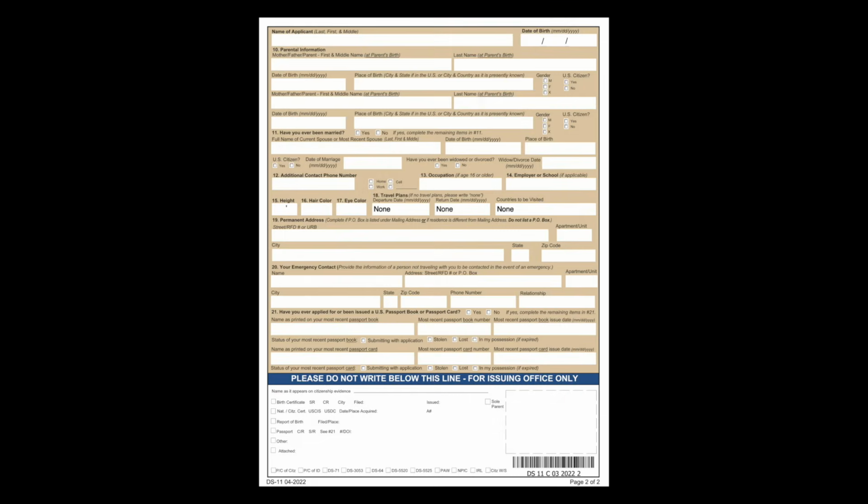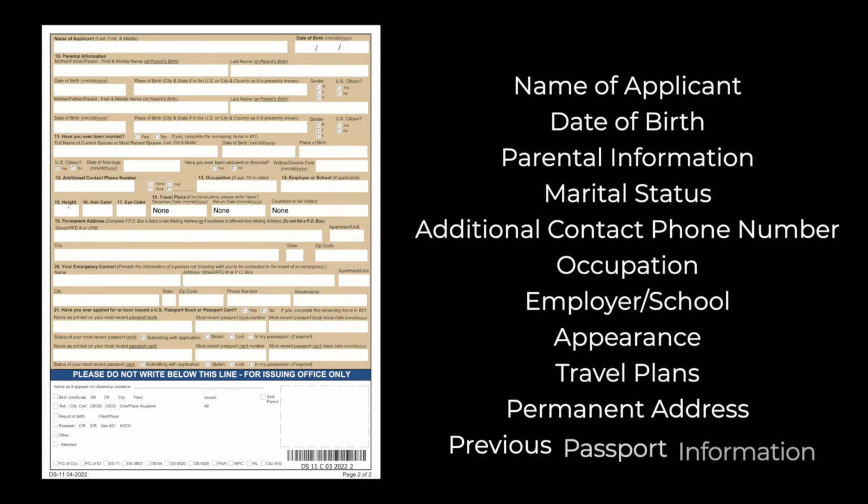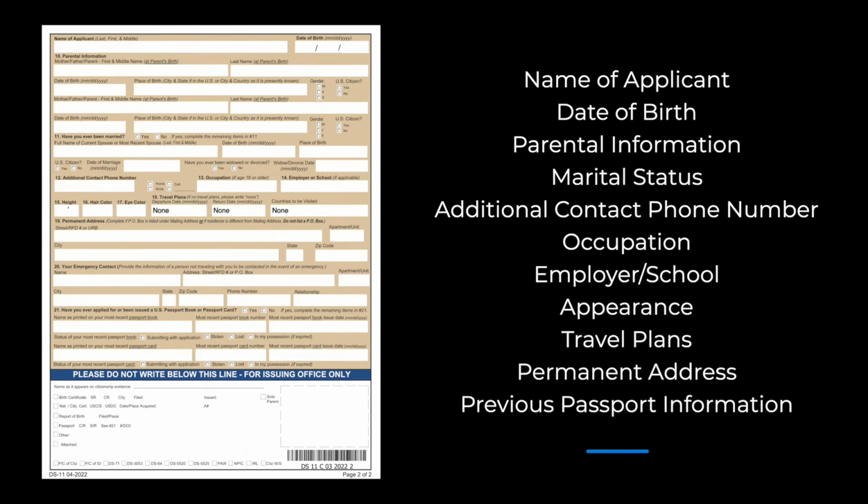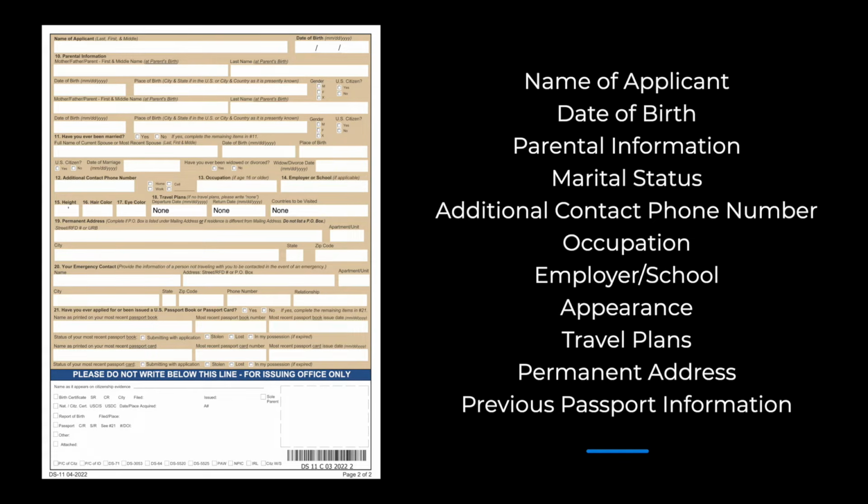Step 4, it's time to fill out page 2. This section will include more personal information like your physical characteristics and details about your parents and spouses. The details will include the name of applicant, date of birth, parental information 1 and 2, marital status and appropriate details, additional contact phone number, occupation if applicable, employer or school if applicable, appearance, travel plans, write none if you do not intend to travel, permanent address, previous passport information.